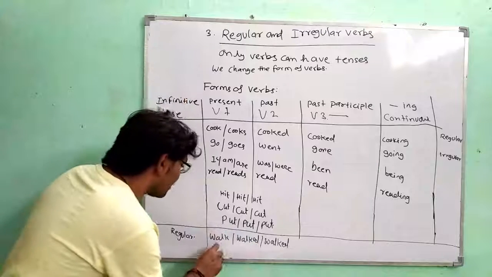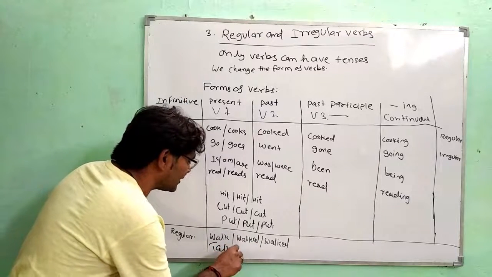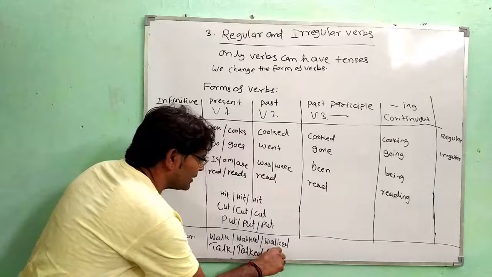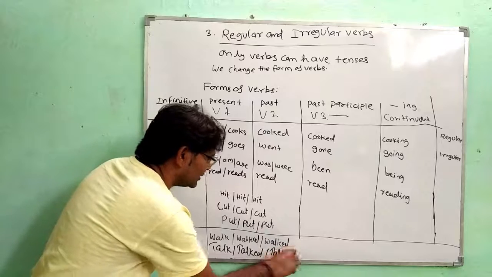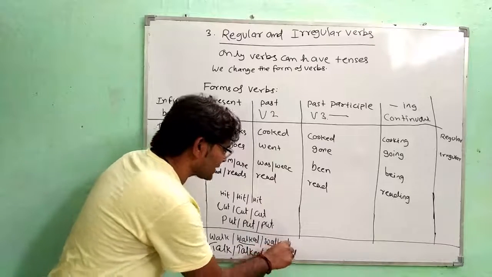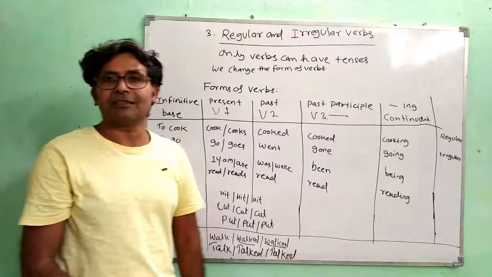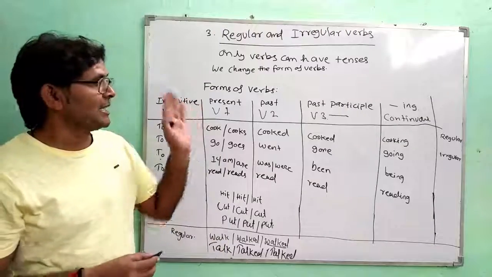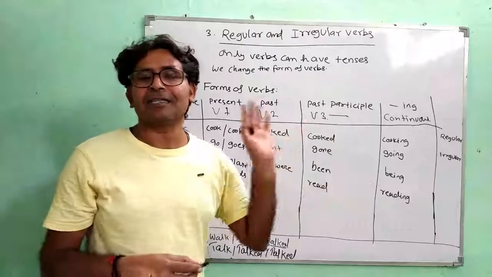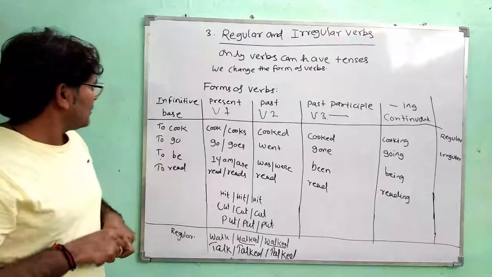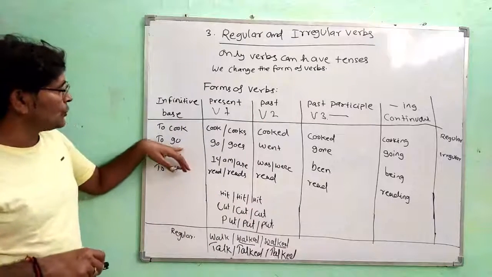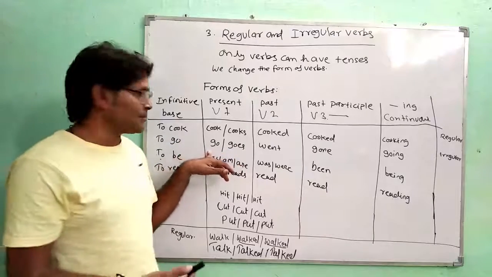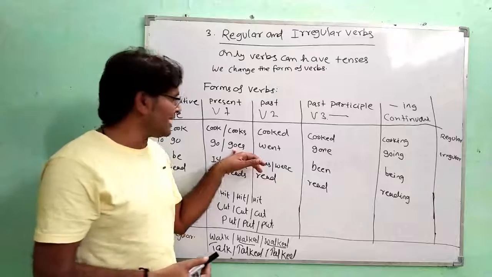For example, talk, T-A-L-K. The past tense would be T-A-L-K-E-D, talked, and the past participle will be T-A-L-K-E-D, talked. So you see, past tense and past participle are both similar. So that is called a regular verb, or we can say the verb which has ed at the end is a regular verb. Now take another example. To go and goes. Again, go for first person and second person, and goes for third person: he, she, it, and a name.